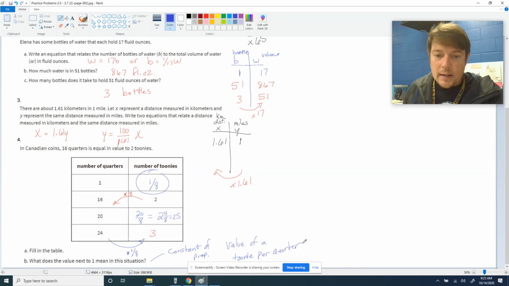It takes 8 quarters to make a toonie, and so 1 quarter would be equivalent to an eighth of a toonie. And that is your homework help for lesson number 6.